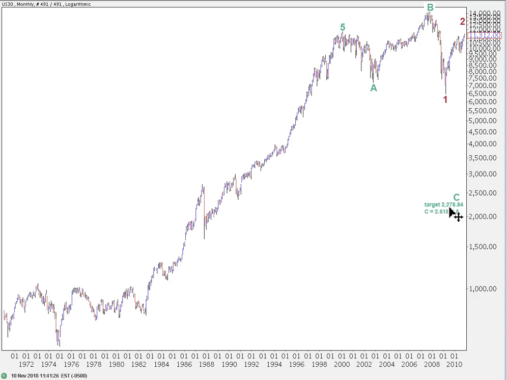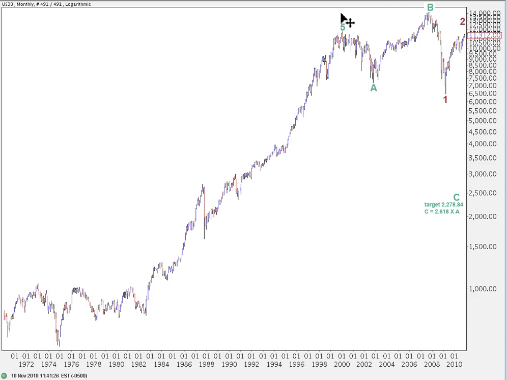My target, 2,278.84 points, is where wave C at cycle degree will reach 2.618 the length of wave A, which seems the most likely end for it because wave B was quite a long length in relation to A. So if wave C was its usual 1.618 the length of A, it wouldn't give this whole structure at cycle degree a typical expanded flat look. I expect wave C at cycle degree will be the next target, 2.618 the length of A.